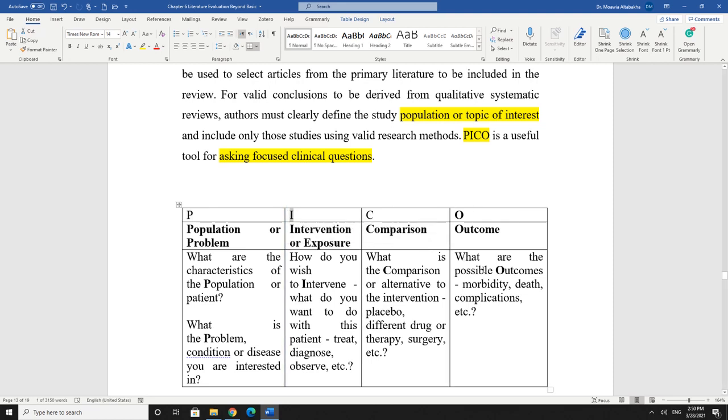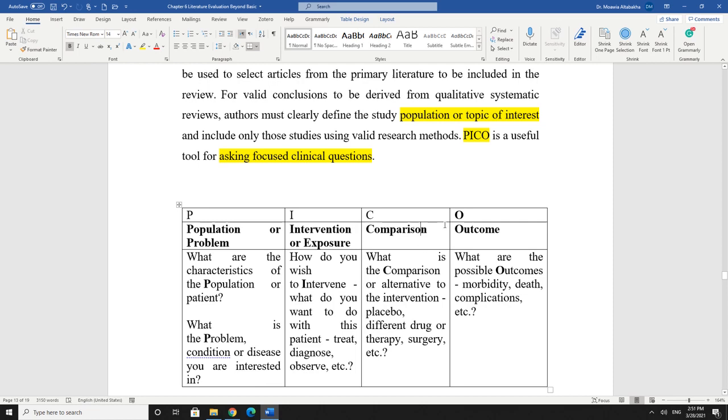Then another thing they need to determine is the intervention: which drug or treatment should be provided to those patients. So what is the intervention? Third is, it's compared to what? This treatment is compared to what? To placebo or maybe another drug. Okay, so they need to determine that.